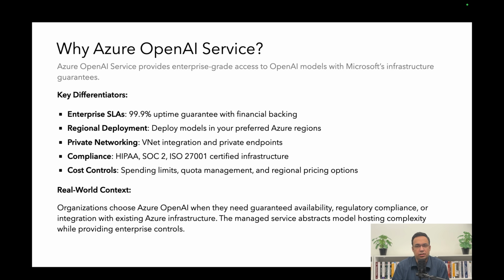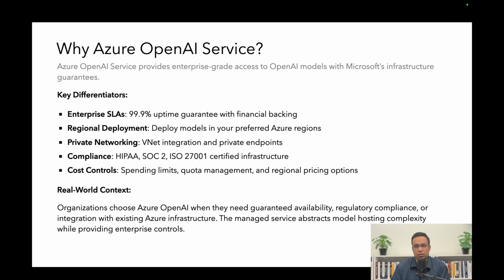The first key differentiator is enterprise SLAs. You get a 99.9% uptime guarantee with financial backing. This means if Microsoft doesn't meet the availability target, you'll get service credits. For production applications where downtime has real business impact, this SLA provides accountability that you don't typically get with other API services.